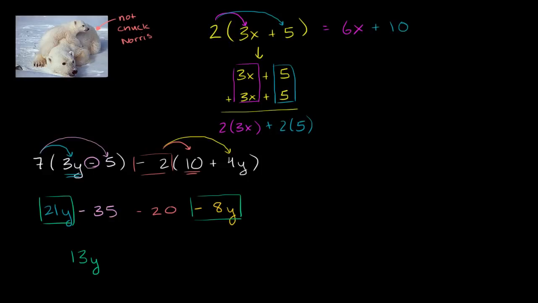And then I have negative 35 minus 20, and that's just going to simplify to negative 55. So this whole thing simplified using a little bit of the distributive property and combining similar or like terms. We got to 13y minus 55.